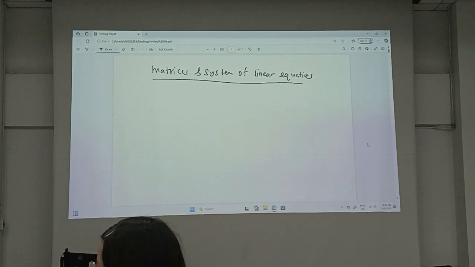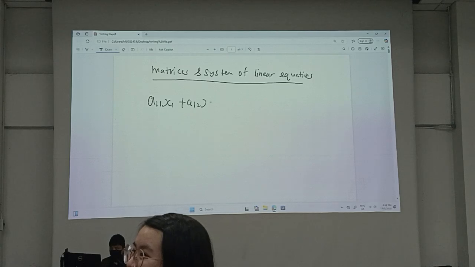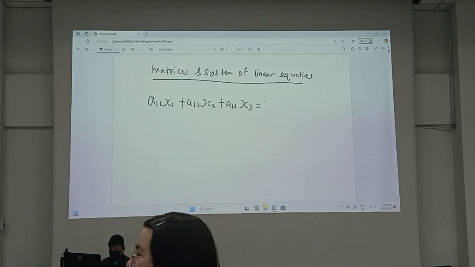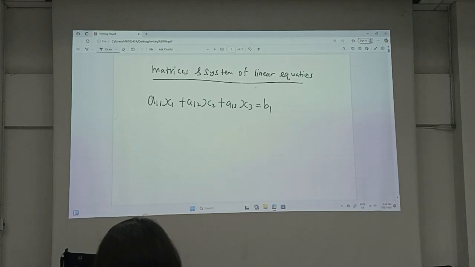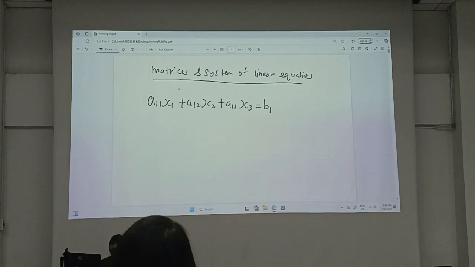Okay, so today we'll go into a new topic, matrices and systems of linear equations. Given an equation, do you think that this is a linear equation? Yes, right. All the powers of x are 1, so this is a linear equation.